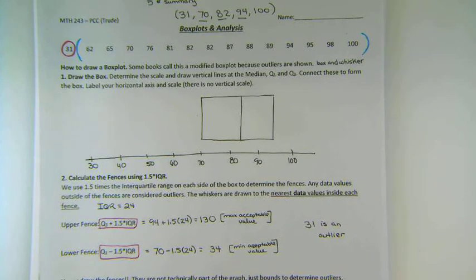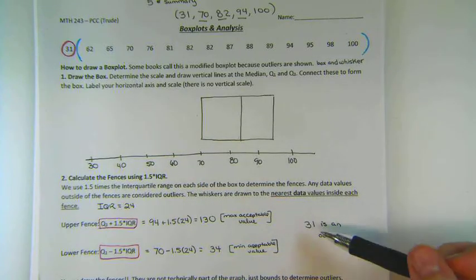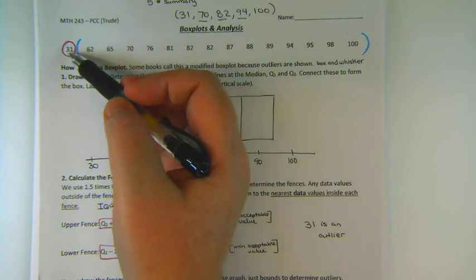And that's evident from our previous graphs as well. It was pretty separated, but by calculating these values, that's our proof. So now that we know we have an outlier, when we go to graph, we want to show 31 as special.